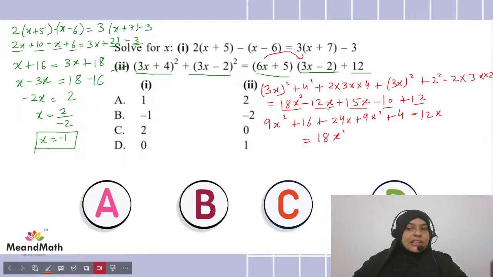15 and minus 12. It will be 3x. Minus 10 plus 12, it is 2. Now 9 and 9. It is again 18x square. Right?